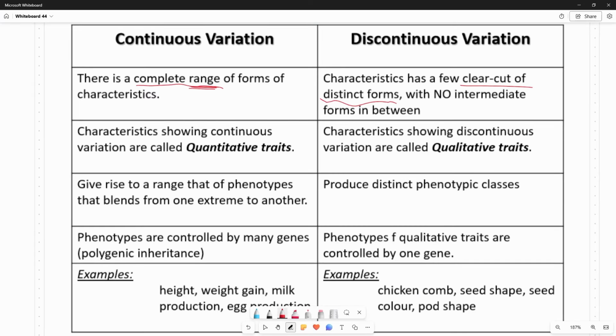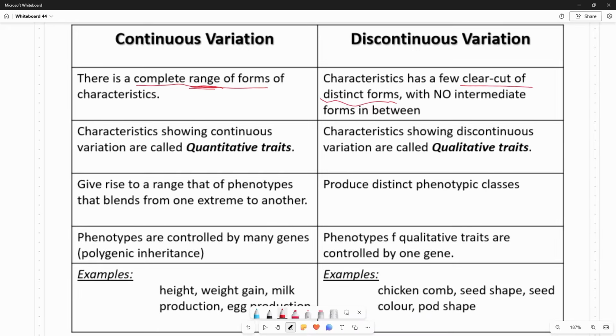Continuous variation, you will see there is a complete range of forms of characteristics. This is a concept that we need to highlight. But in terms of discontinuous variation, there are a few clear-cut, distinct forms of characteristics. Continuous, there's a complete range of forms. Discontinuous, there are distinct forms.